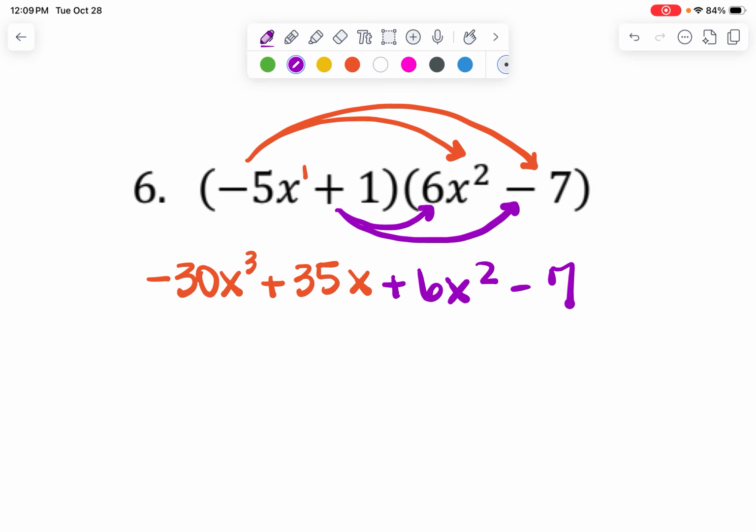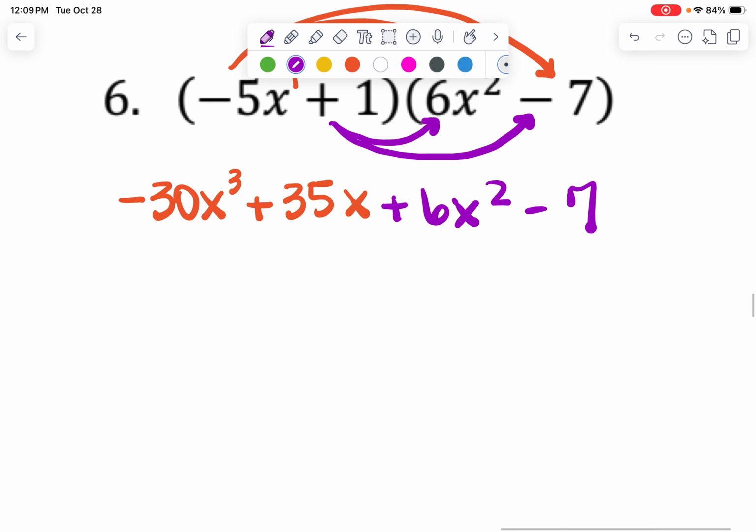Now, you might be asking yourself, what we have here, I don't have any like terms, right? The stuff in the middle, those aren't like terms. One's an x and one's an x squared. Well, x cubes can only be combined with other x cubes. I don't have any. X's can only go with x's, x squareds with other x squareds, and constants with constants. So I have no like terms whatsoever.